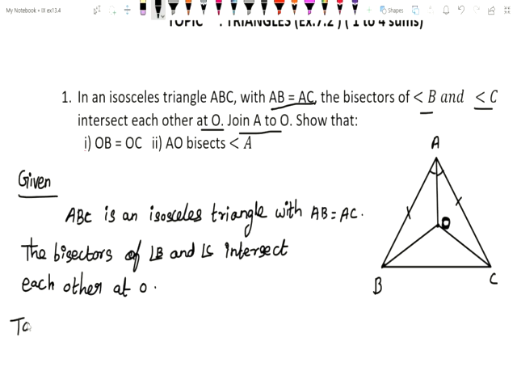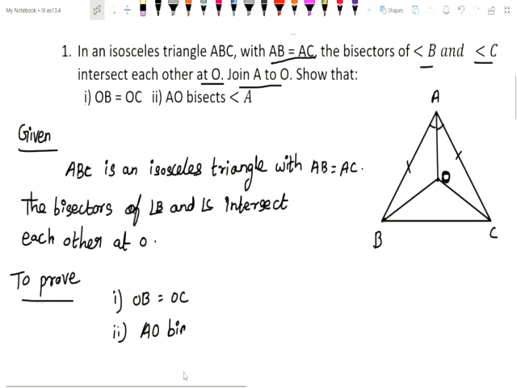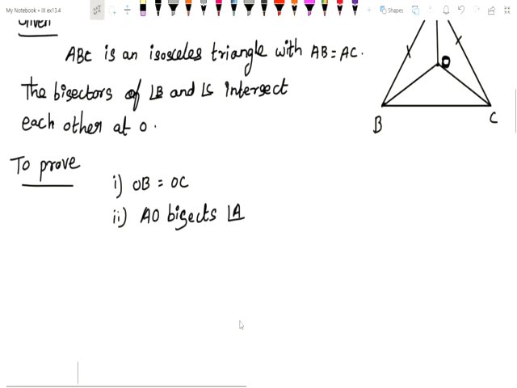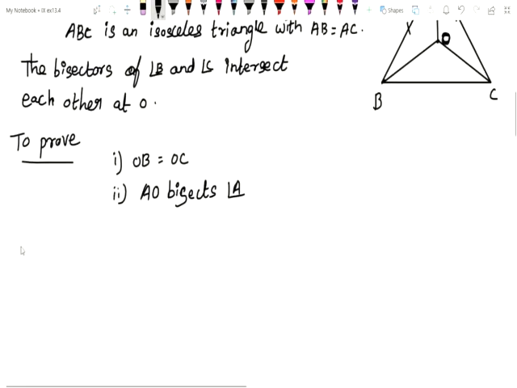To prove: first one, OB equal to OC, second one, AO bisects angle A. These two we need to prove. Proof.